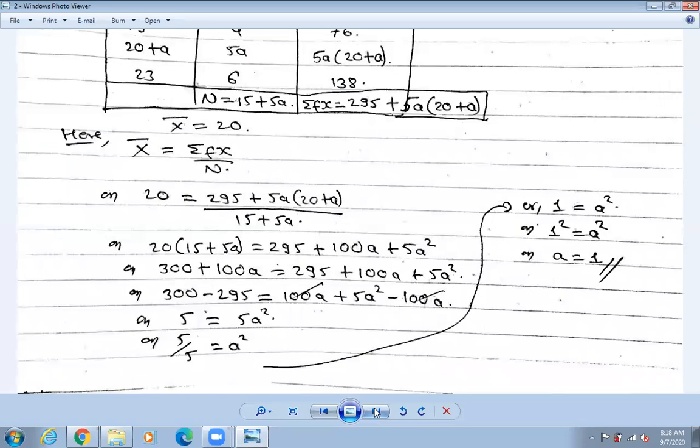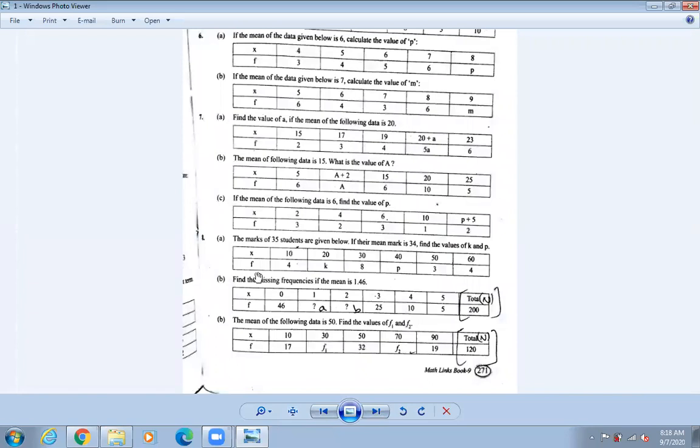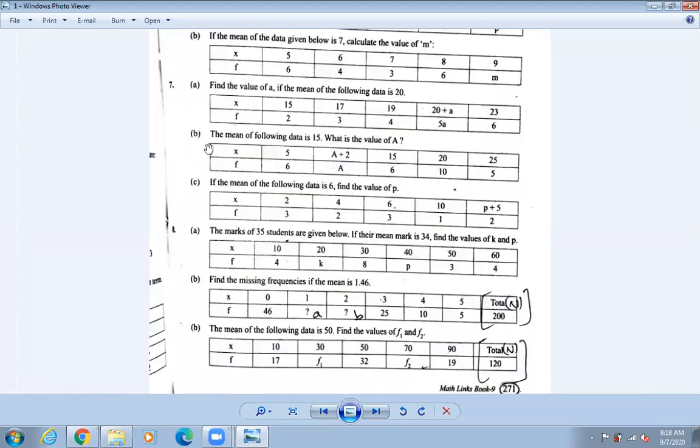So let me go to the next number. If you have not completed, you can pause this video and continue. Okay, if there is any problem, you can rewind it and listen again. So thank you. Let us go for the next number. Let me see the question first. This one also, they are similar. Number B, they are similar. Number C, it is similar. You can do it yourself.